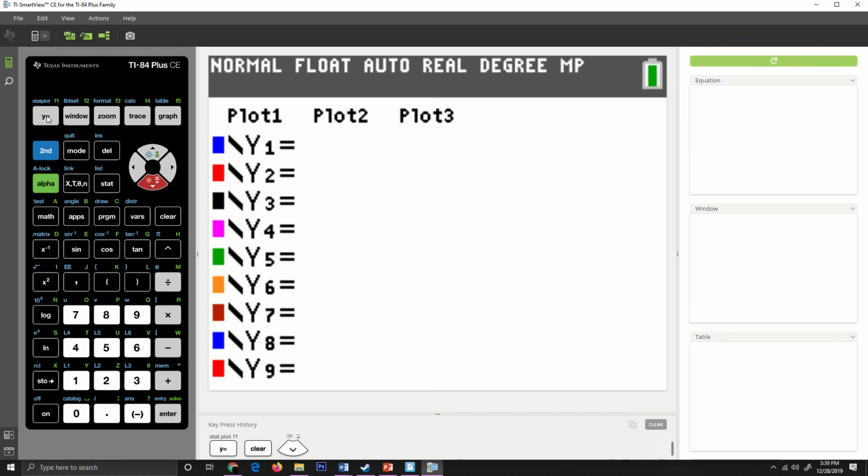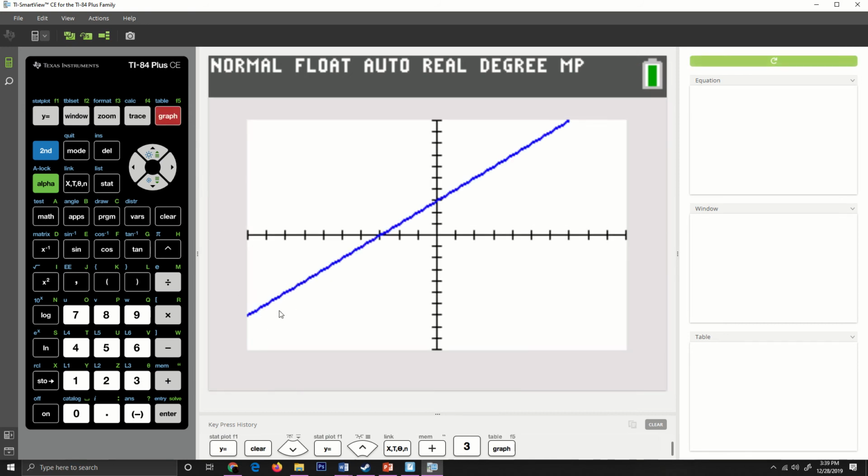If you want to graph a function, you hit your y equals, and you get this screen here. If you have one of the TI-84 Plus CE versions, you get a bunch of different colors, and we can graph up to 9 different functions at a time, although it gets kind of messy if you do that. But let's say we just want to type in a simple function. So I'm going to hit my X button, and we'll go X plus 3. That's a simple linear equation. And if I hit graph, I get this graph.